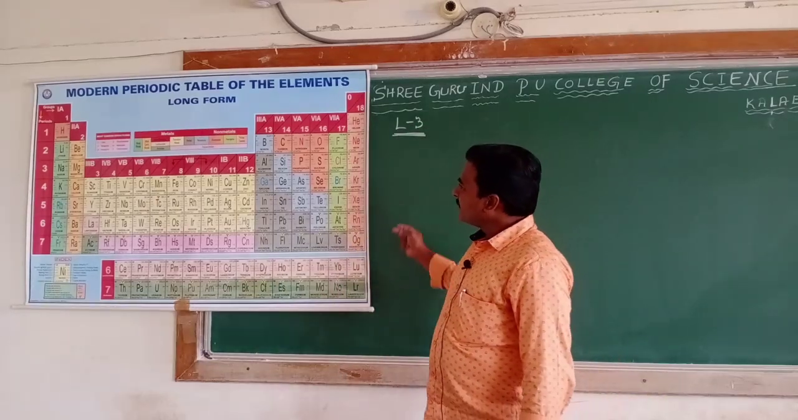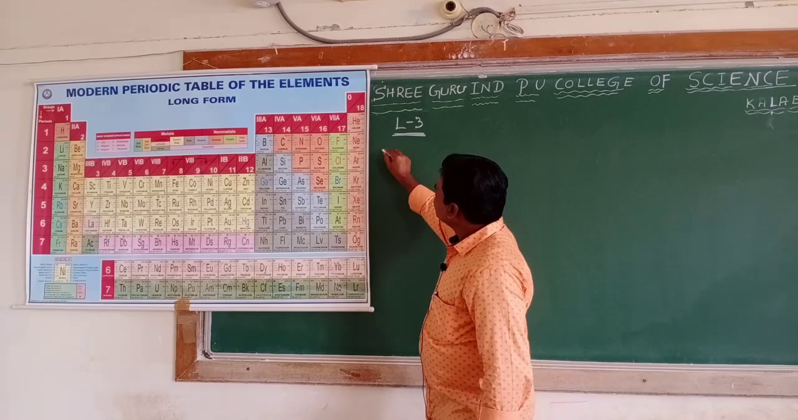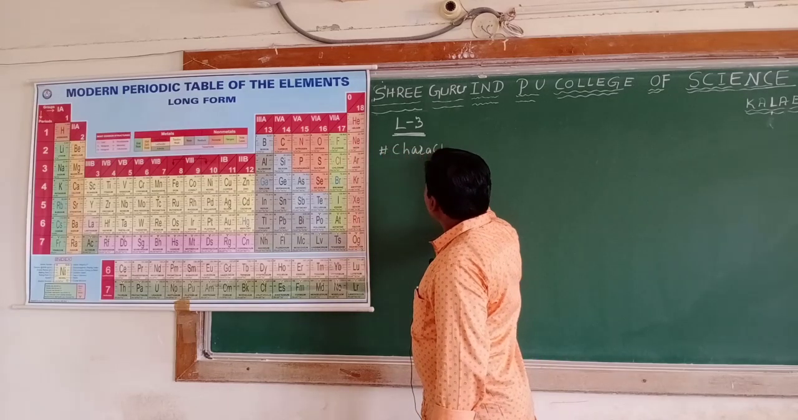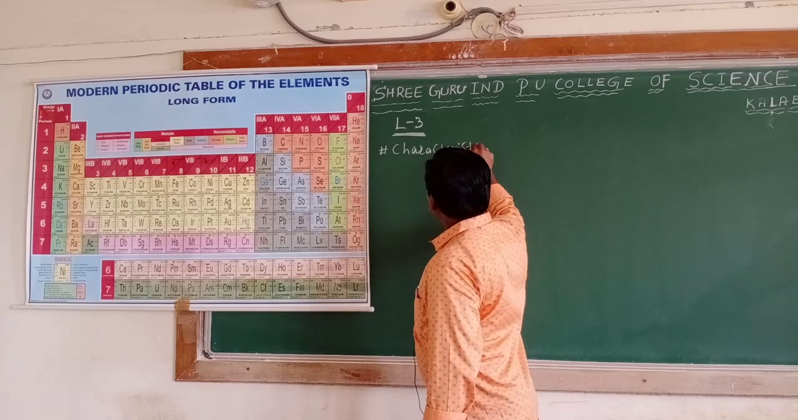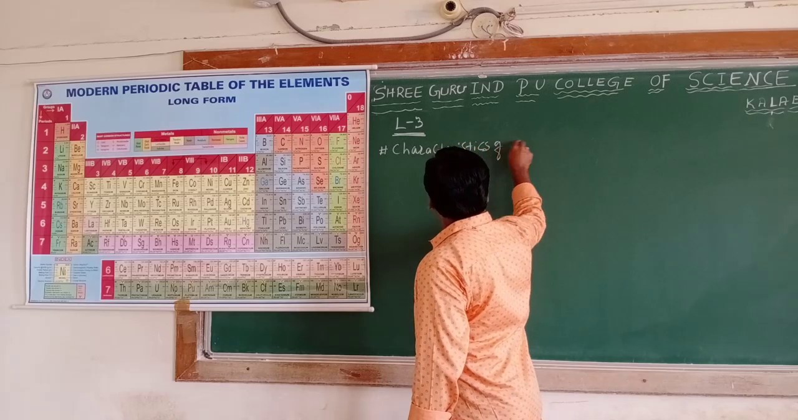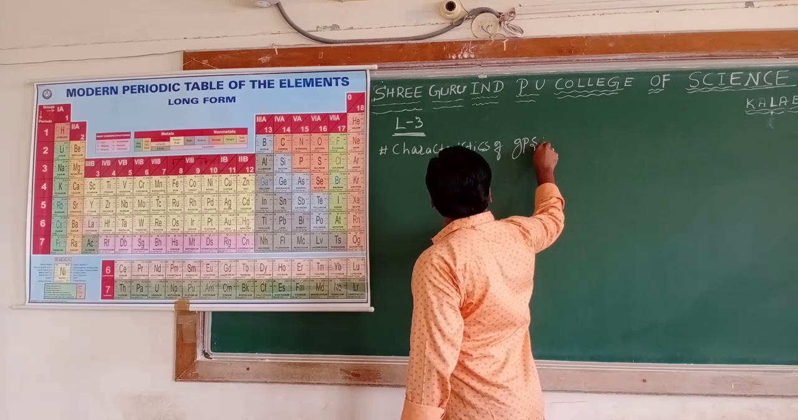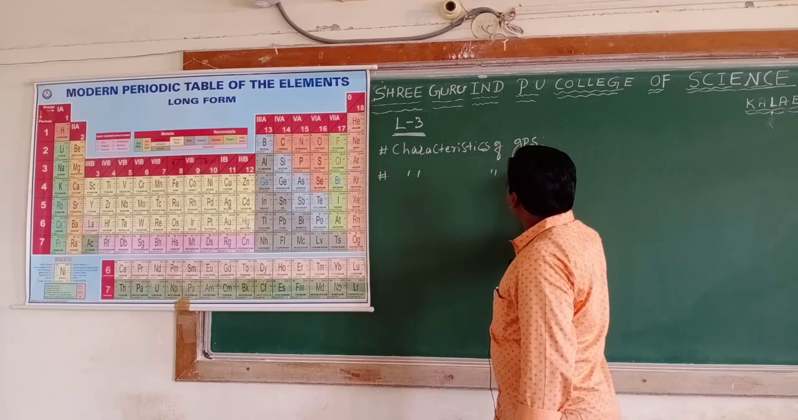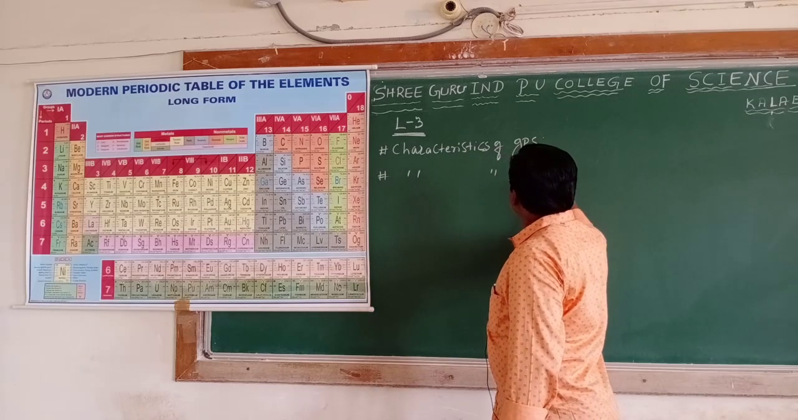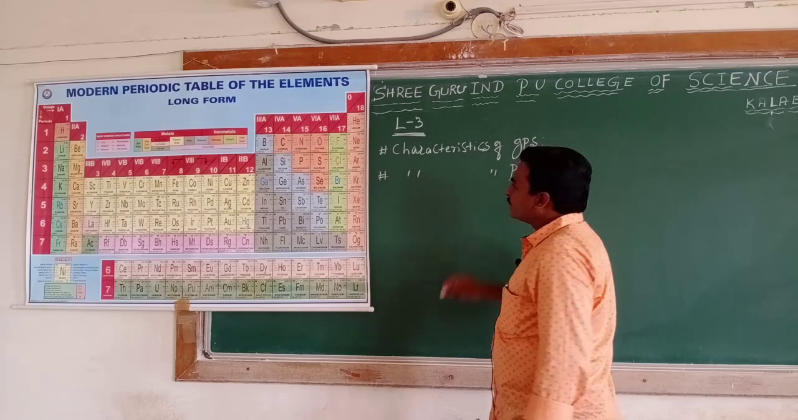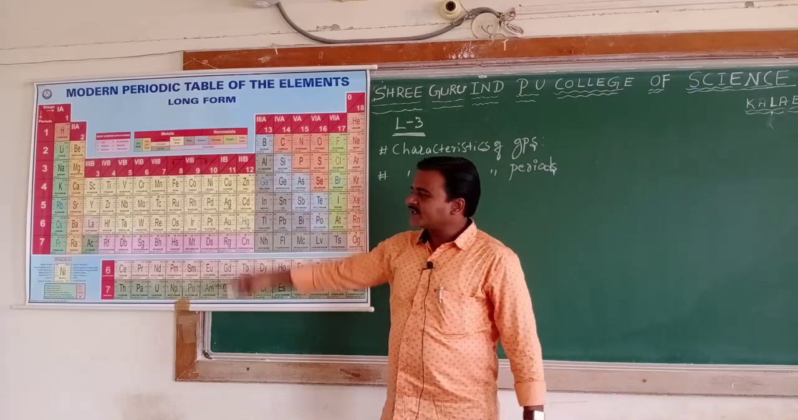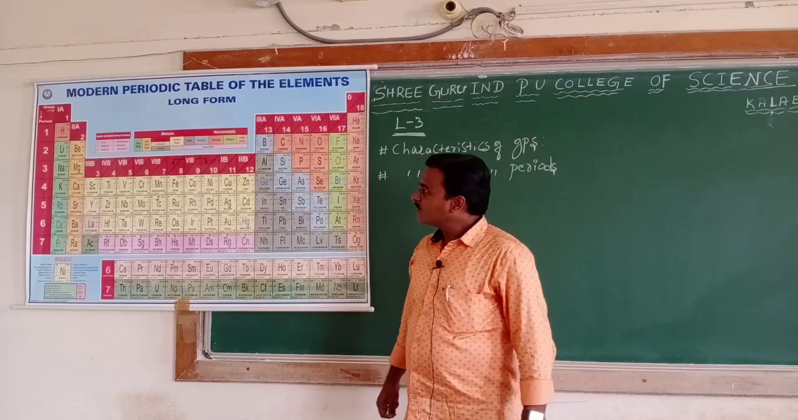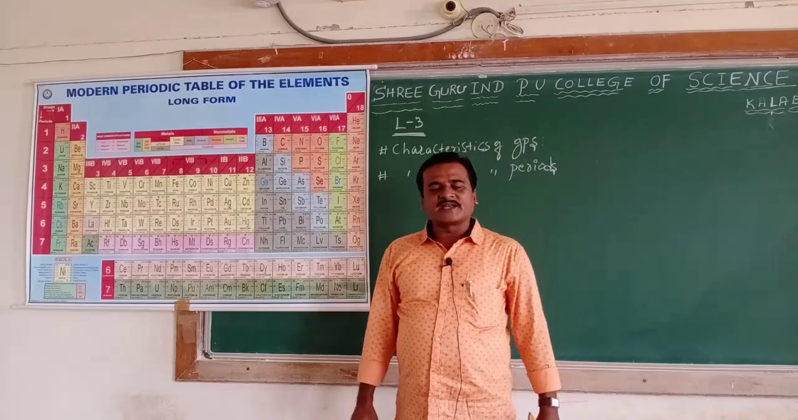Then let's come back to the characteristics of periods. In the last class, first we covered the characteristics of groups. Second, the characteristics of periods. So, as you know, there are 7 periods. Let's collect the features of this period. So, what are the characteristics of this period?